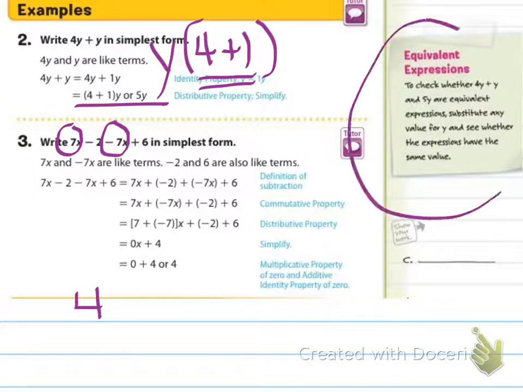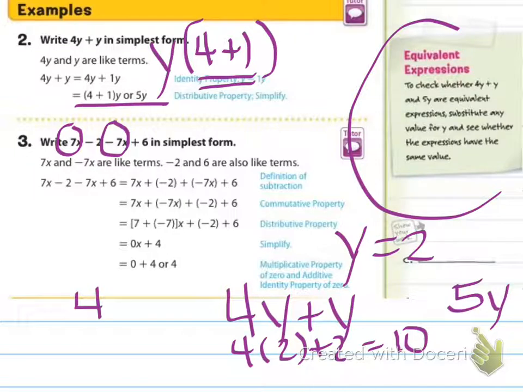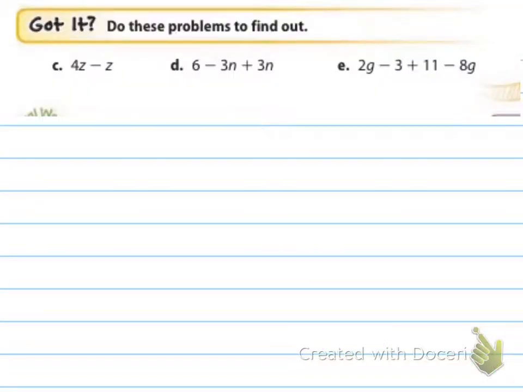So it says equivalent expressions over here, a little note. To check whether 4y plus y and 5y are equivalent expressions, you can substitute any value for y and see whether or not it works. So you could say, okay, what if we said y equals 2? Then 4y plus y would be 4 times 2 plus 2, that's 10. Is that the same as 5y? Well, if y is 2, 5 times 2 is 10, so yes, it works. It is equivalent, because when we simplify an expression, it should still be equal to the original expression. We're just simplifying them.